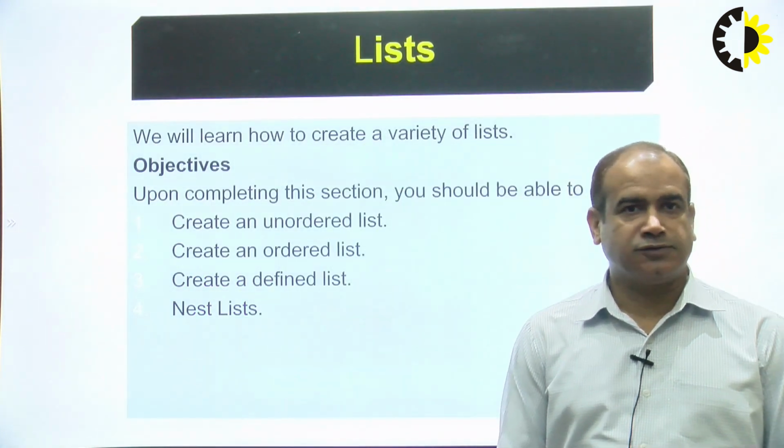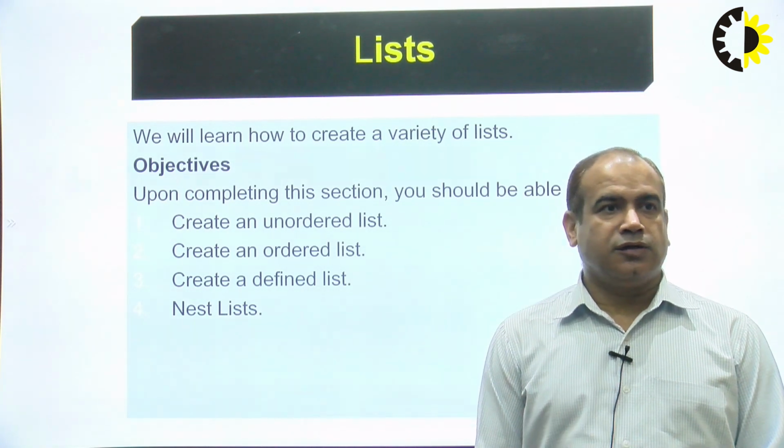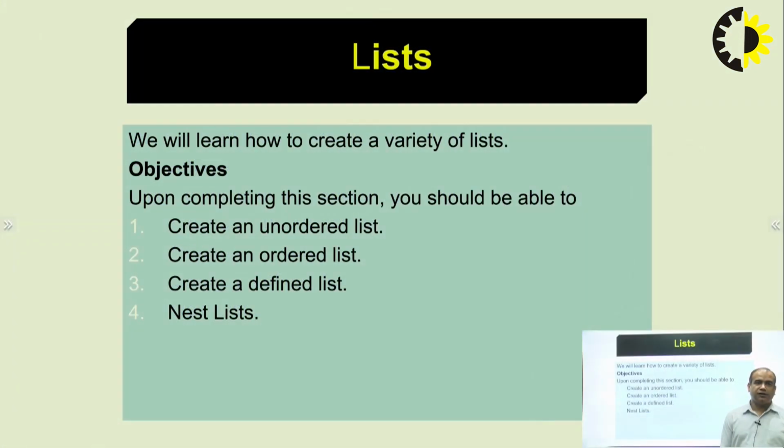So, first of all, list. In list, we will cover what is a list, and types of list. There are three kinds of list: ordered, unordered and definition list. Also, we will cover the nested list, and later on we will cover images. After that, next we will cover the rest.